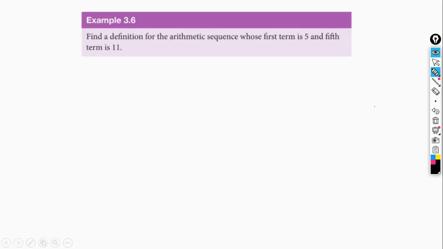Now we are in example 3.6, and it says find a definition for the arithmetic sequence whose first term is 5 and fifth term is 11. So they're telling us that the first term is 5 and the fifth term is 11. We know that the formula is a sub n, the nth term, equal to the first term plus n minus 1 times the common difference.